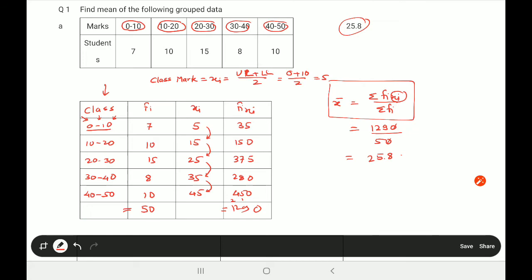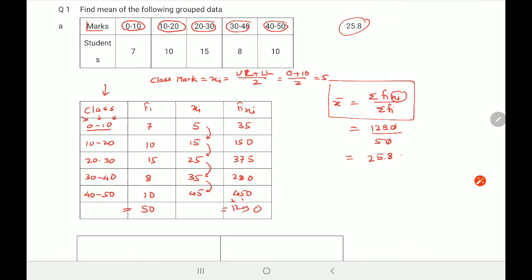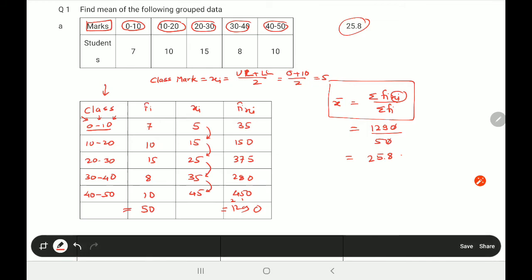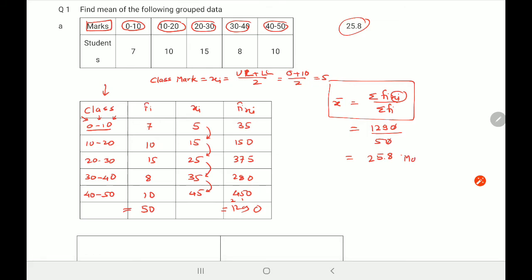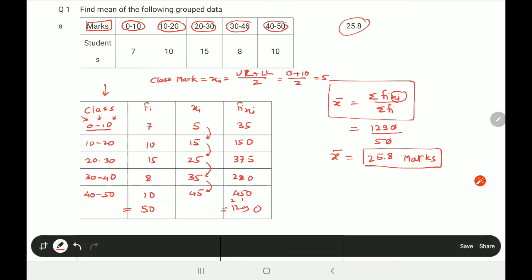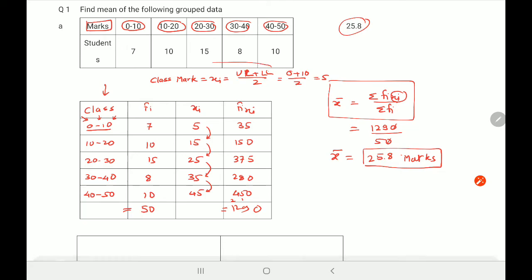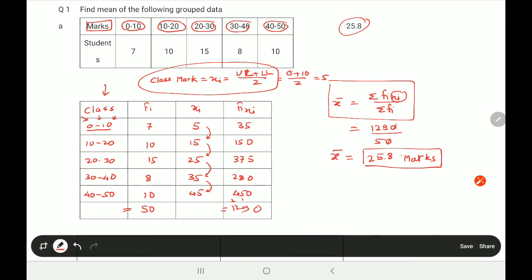Let me tell you, a number requires a unit. Now which unit will it take? The class unit it will take. Always remember the class का unit क्या है? Marks. So that unit it will take. Okay, so 25.8 marks is nothing but your mean. X bar is equal to that. कुछ ज़्यादा डिफिकल्ट नहीं है, बहुत सिंपल है. क्लास मार्क का तो फॉर्मूला आपको लिखना पड़ेगा. It's not required as per the presentation, but it is required to remember it.